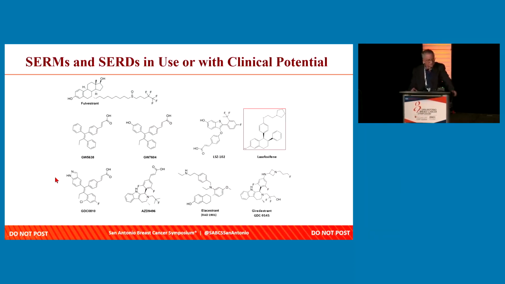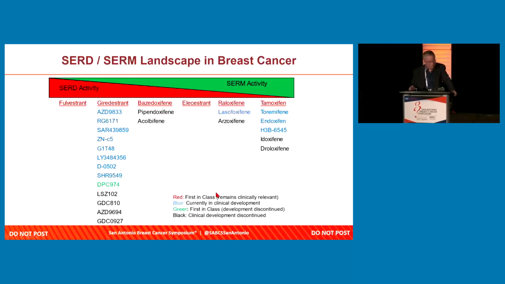So this just gives you an idea of some of the drugs that are either in use or have clinical potential. I'm going to be talking more about lasofoxifene. I got the arrow finally. But a molecule that's already approved by the FDA, the only one actually approved recently by the FDA, is elacestrant, right here. And then giredestrant is another molecule that's being moved forward by Roche, or Genentech. So I'm going to talk more about these as we go along.